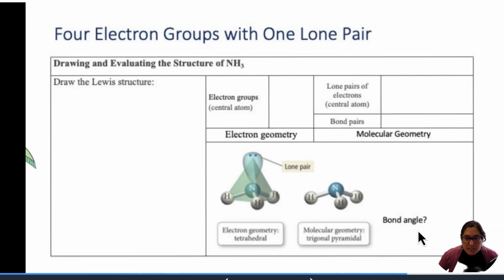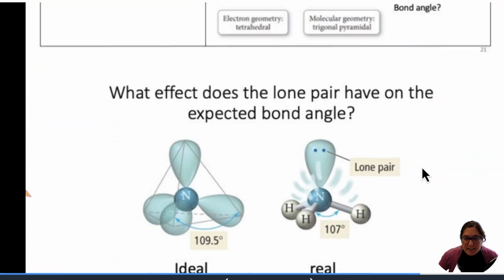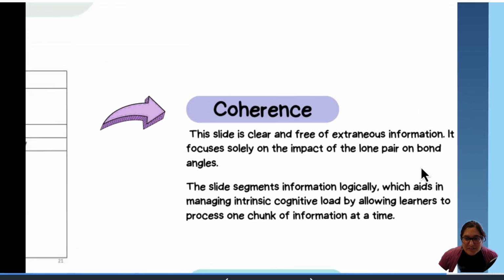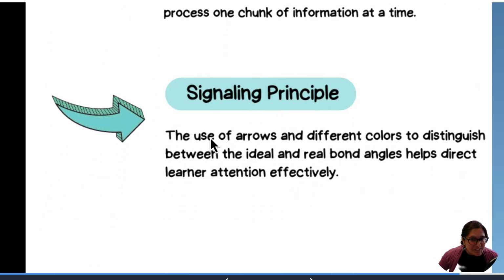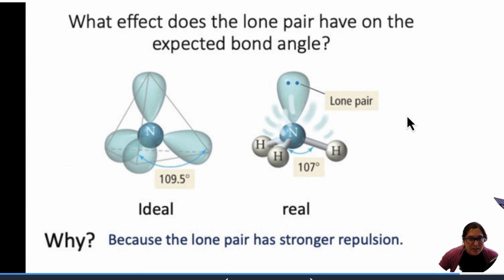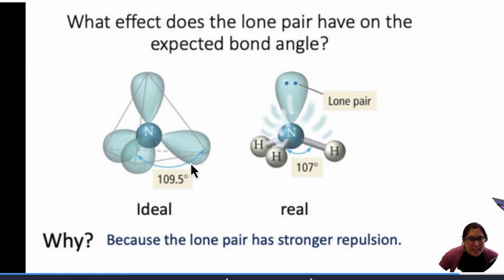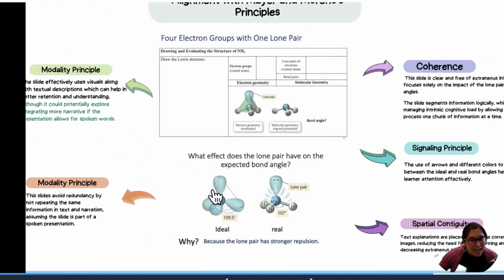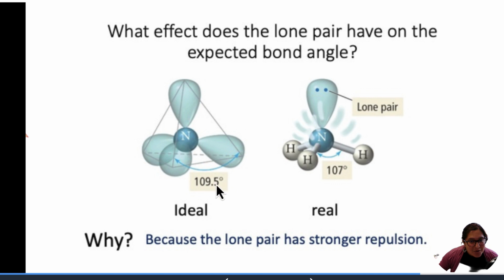All right, so let me go back over here to that sequencing of coherence. All right, so the signaling principle. The use of arrows and different colors can help distinguish between ideal bond angles, and this is specifically related over here. The fact that we're showing the arrows, and this is in the image. If you notice on our previous image, we don't have time to highlight the distance and how this is the bond angle, because we have so many images that our attention cannot come to it, right?